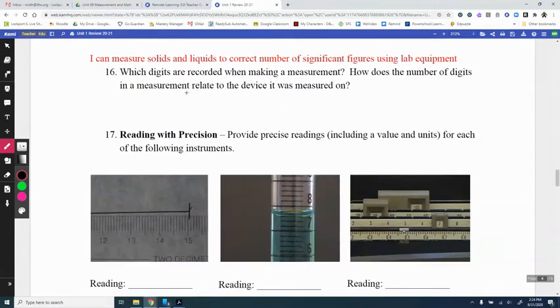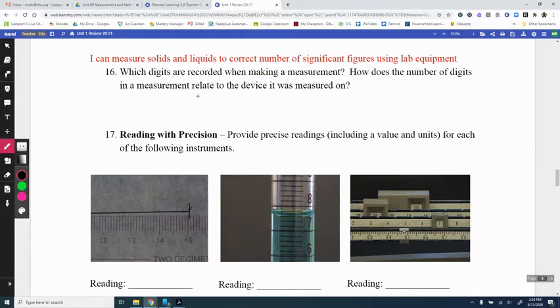All right. Which digits are recorded when making a measurement? How does the number of digits in a measurement relate to the device it was measured on? Okay, so digits that are recorded. Always we record our certain digits. And then we record one uncertain digit.